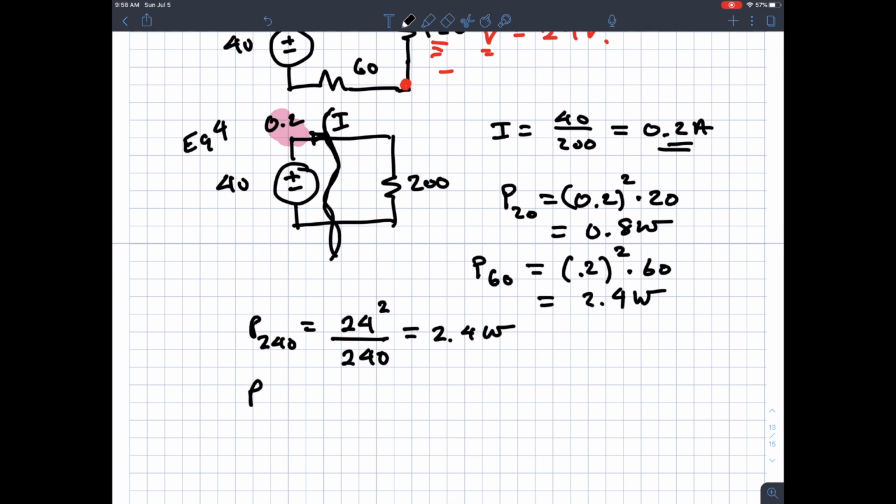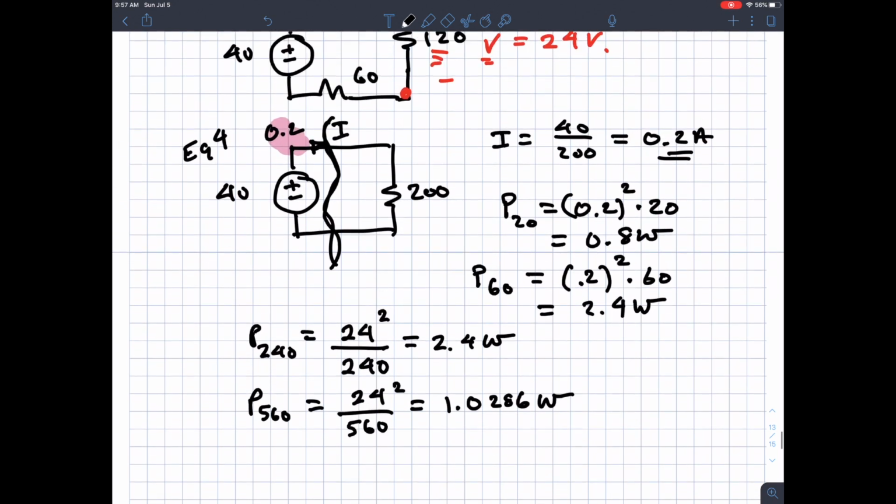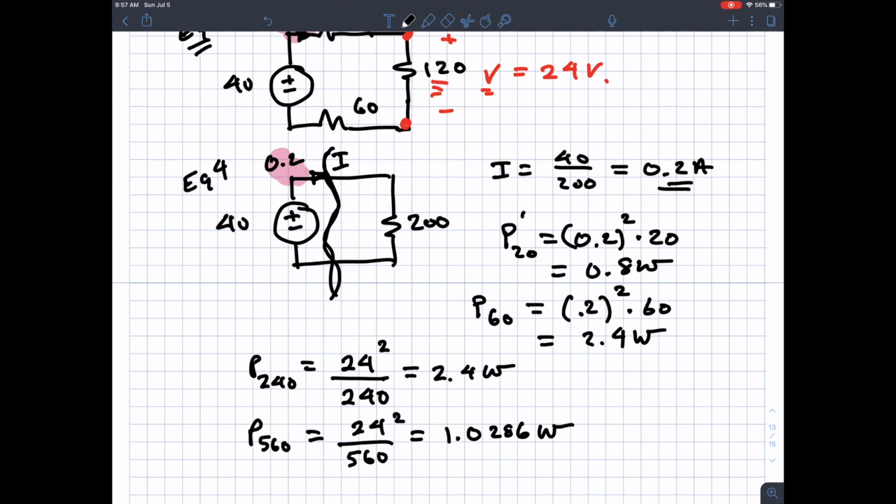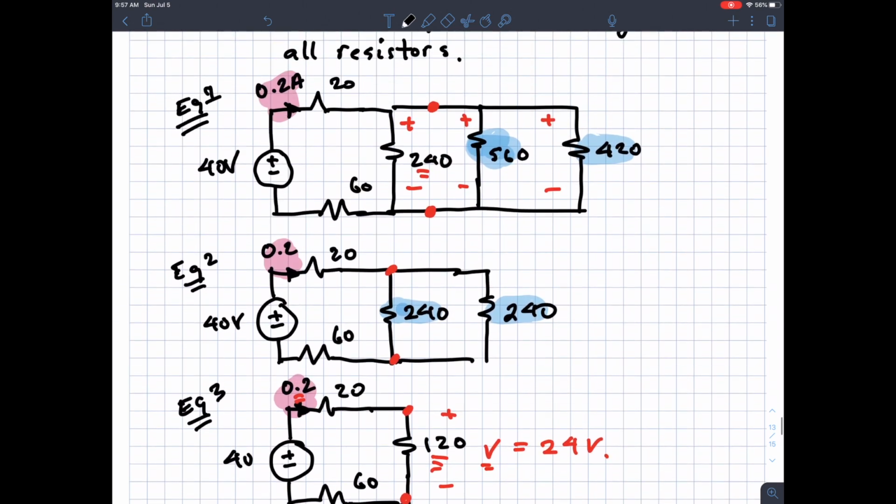Okay, I can also get it by the same type of calculation. I know that V is 24 across the 560, so 24 squared divided by 560. Okay, and I get that to be 1.0286 watts. All right, so how many do I have? I have 1, 2, 3, 4 of the resistor values. I need the other 3.